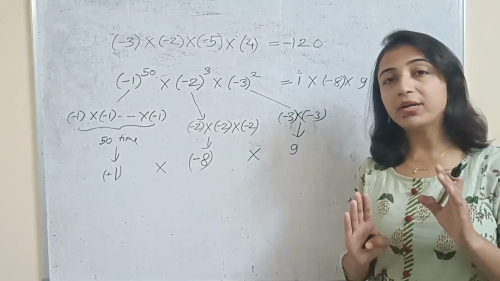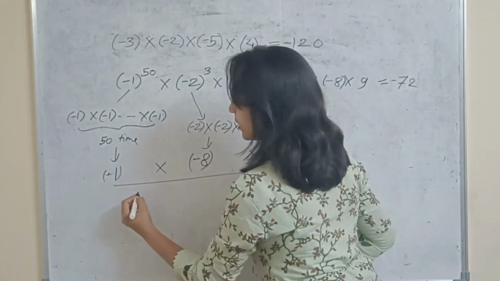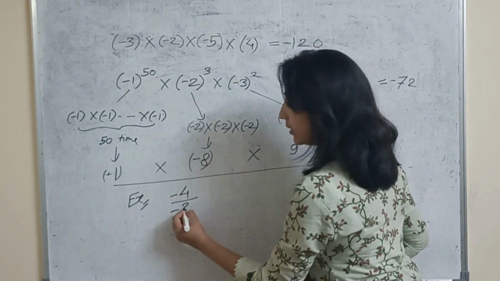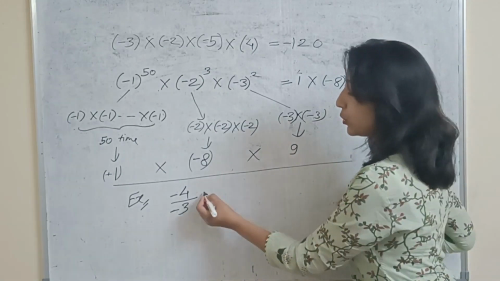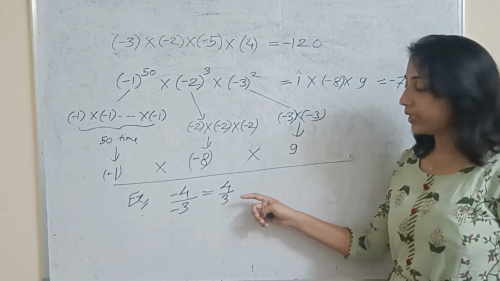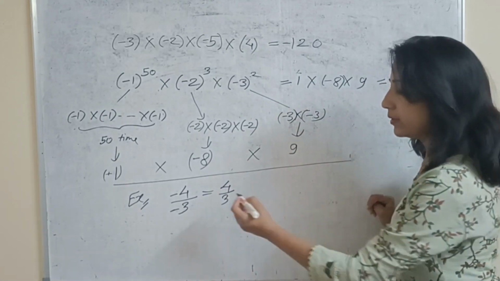The same we have to apply for division. Let's suppose we are given some numbers in division. So here, minus 4 divided by minus 3. How many minus signs are there? 2, which is even. So it is 4 by 3, so it becomes a plus. And here, if the division is possible, then you can divide. If it is not, keep it as it is.